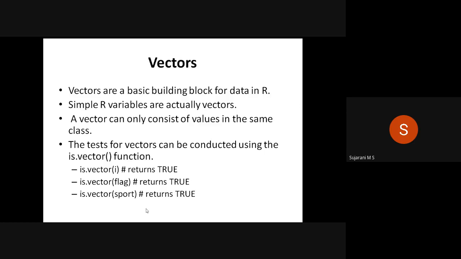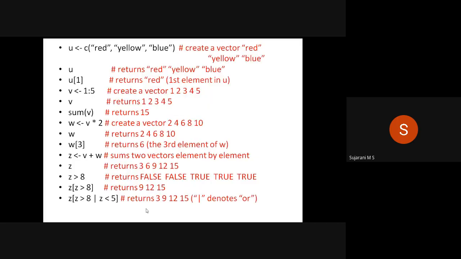Okay, that means a variable is actually a vector. All variables are vectors, but each can hold values of only one type. That is one important point in the case of vectors. And some examples are here.